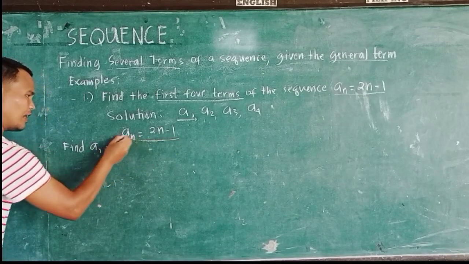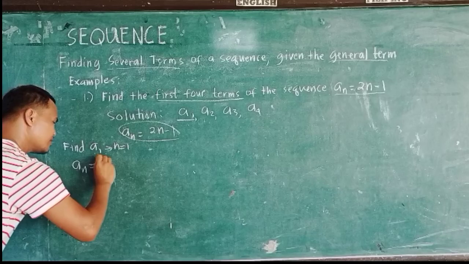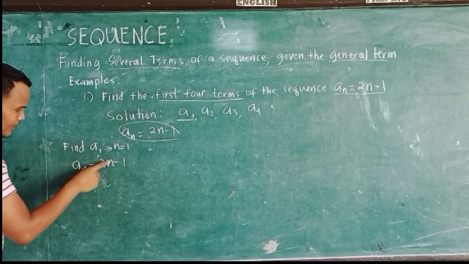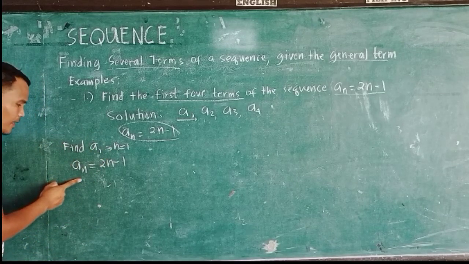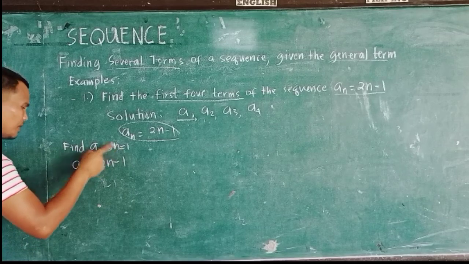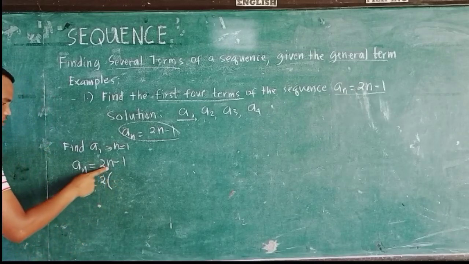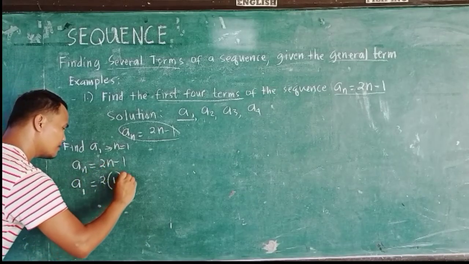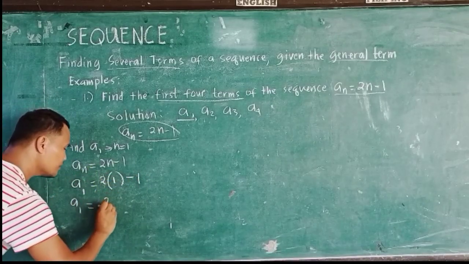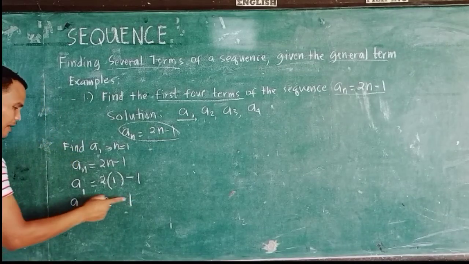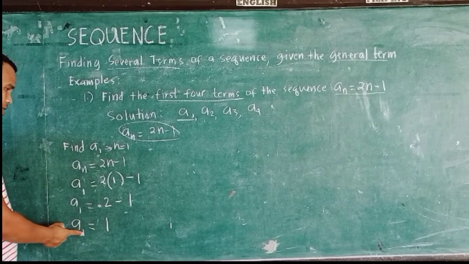So atong isuwaton ang atong formula or the nth term, a sub n equals 2n minus 1. Then we are going to substitute the value of n in our nth term or the general term. So our n here is equal to 1. So we have a sub 1, or the first term, equals 2 times the value of n, which is 1, minus 1. And a sub 1 equals 2 times 1 is 2 minus 1. 2 minus 1 is equal to 1. Therefore, the first term is equal to 1.